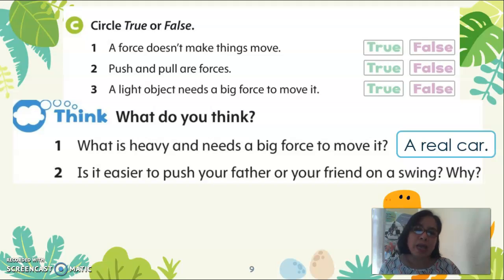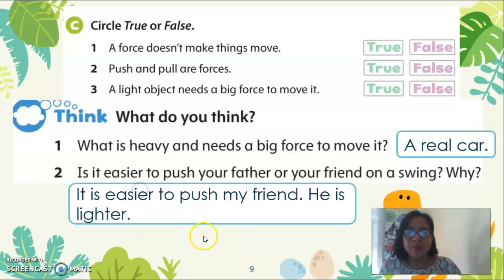And in number 2, it says, it is easier to push your father or your friend on a swing. And why? Remember, your father is heavier than your friend because your father might be 60 kilos, 70 kilos, 80 kilos. Okay? And your friend might be 25, 22, 23 kilos. So, I thought that you would choose this answer. It is easier to push my friend. He is lighter. Because your friend is lighter than your father.